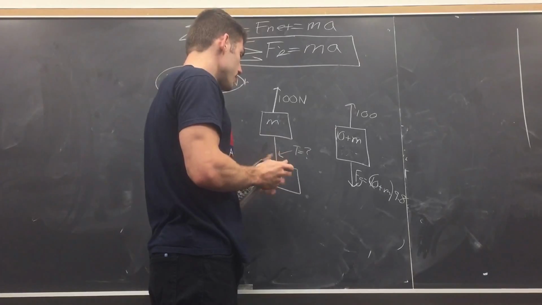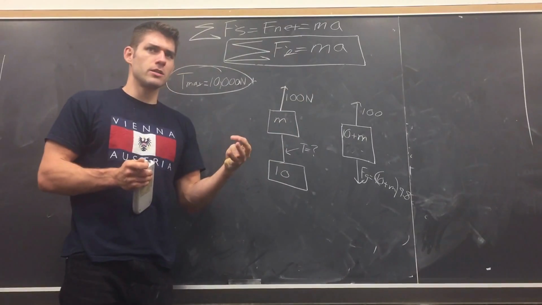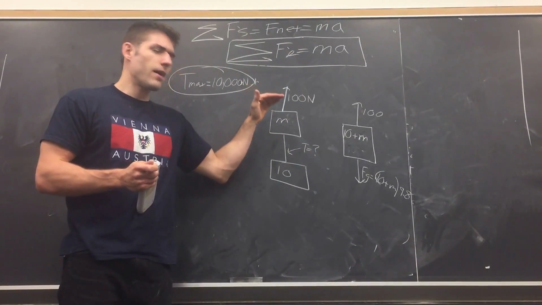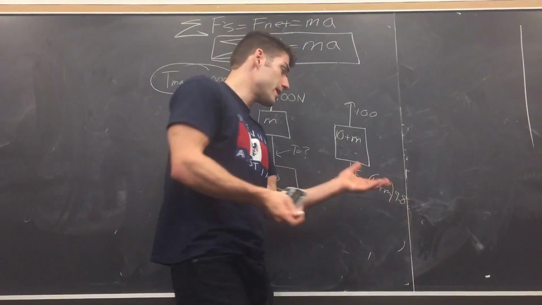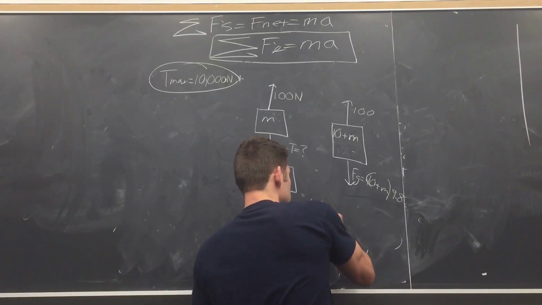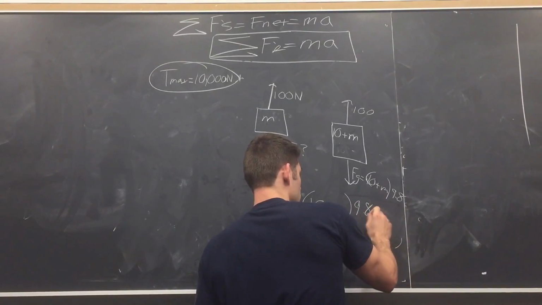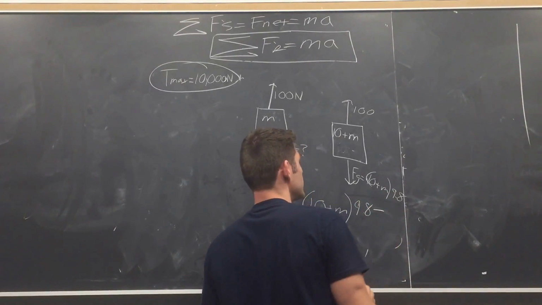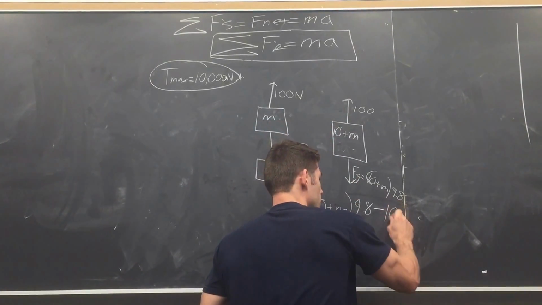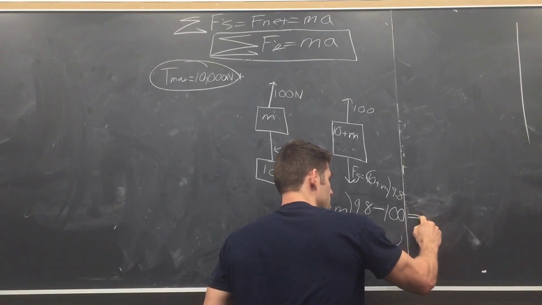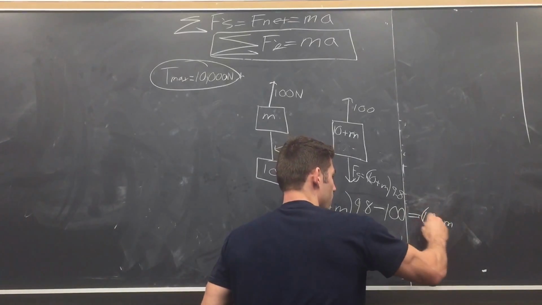And ultimately I want to know the tension of the string. So I'm going to set it up like this. The sum of the forces. We said it's moving what direction? It's moving down at a constant velocity. So I'm going to say this is the positive. I don't have to, but it would make my life easier. So it's 10 plus m times 9.8. This is all one force minus the opposing force. Down is positive, means up is negative. So minus 100 is equal to the mass 10 plus m times the acceleration.